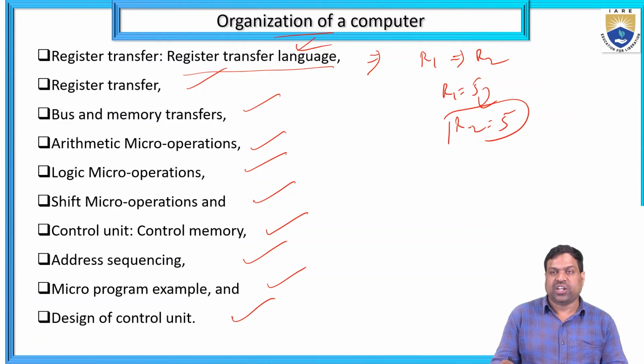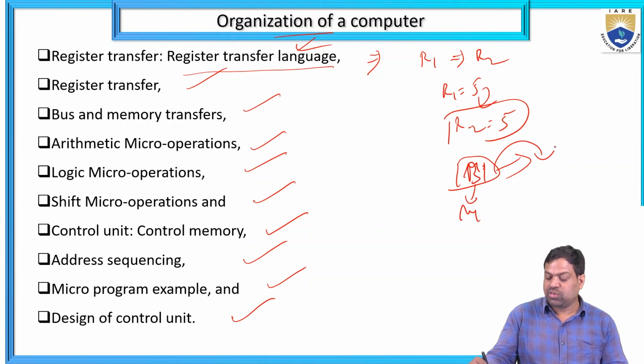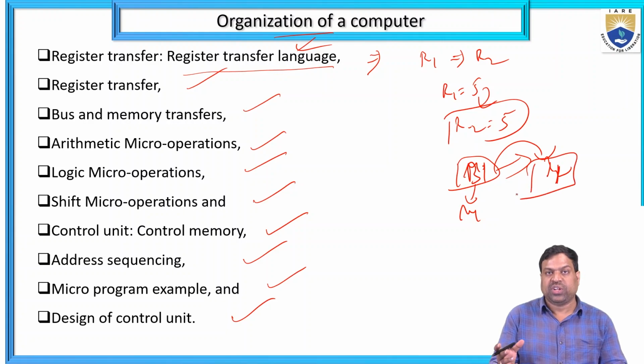Okay, registers transferring means one memory to another memory. Suppose in this block R1 is there, I have to shift to this R1. We are shifting or converting from one memory to another memory.